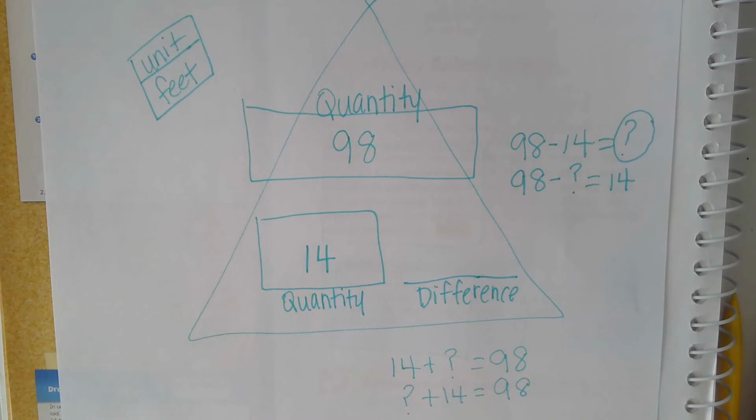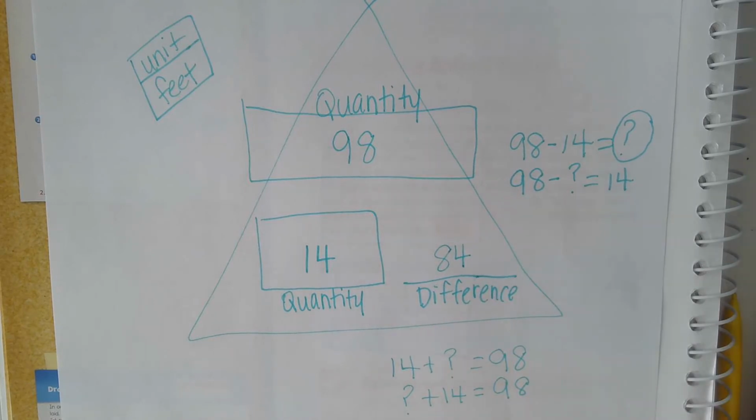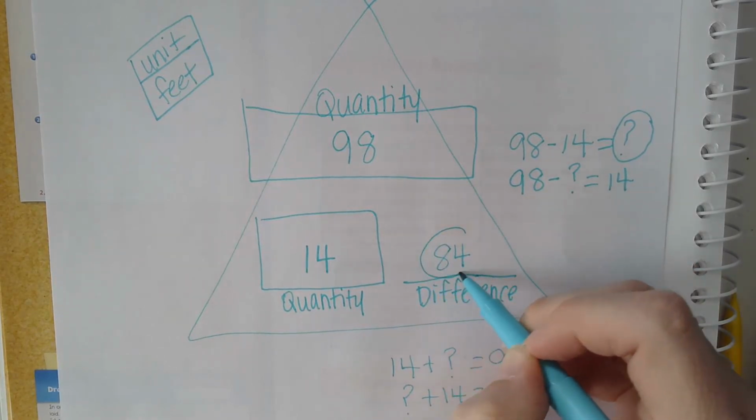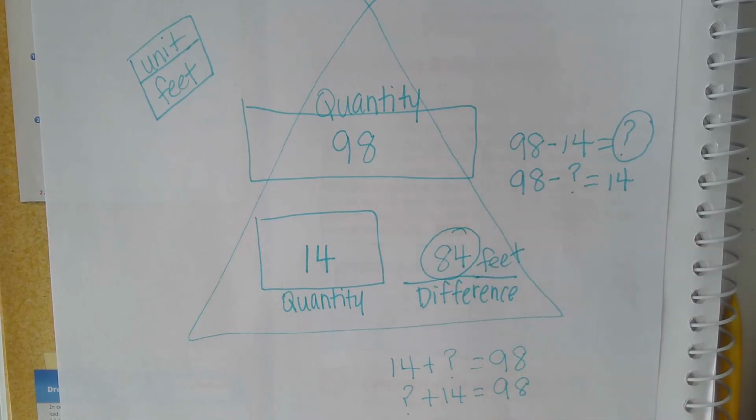So the way that my brain is doing the better job right now is thinking about 98 minus 14 equals the mystery number. And I know that that equals 84. So in my problem, I know that the blue whale is 84 feet longer than the white rhinoceros.